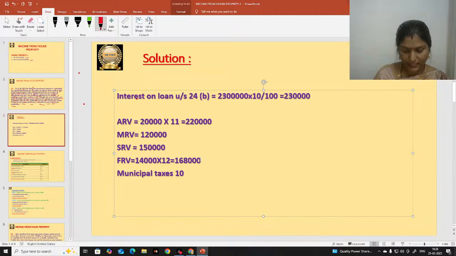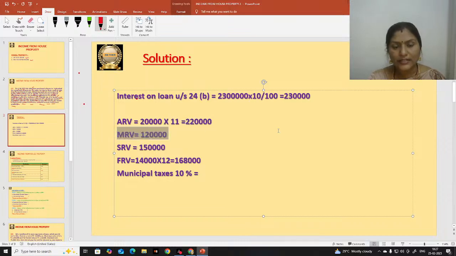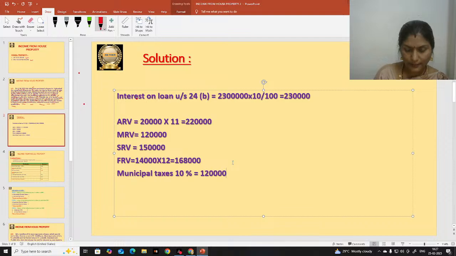How much percentage? It is 10%. We have to calculate that on MRV. Always municipal taxes we should calculate on MRV. So what is the MRV value? MRV value is 1,20,000. We will calculate on MRV 1,20,000. How much percentage? 10%. So 1,20,000 into 10 by 100. How much do we get? 12,000. So 12,000 are municipal taxes.